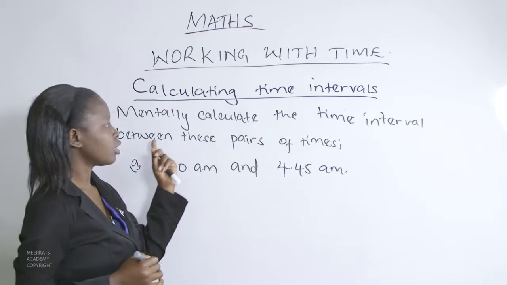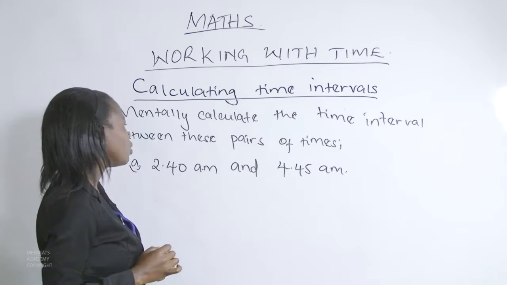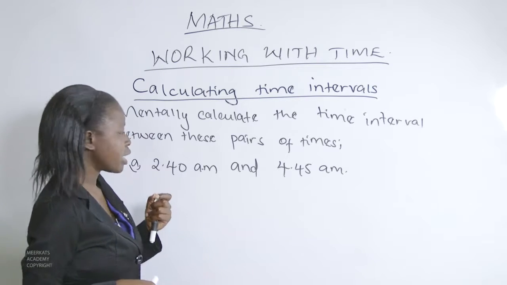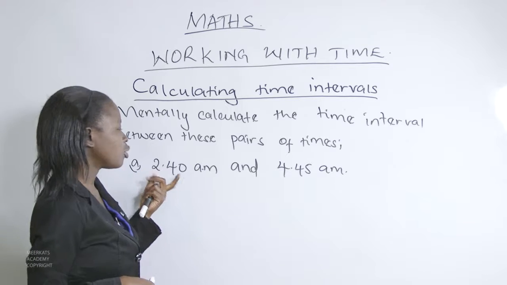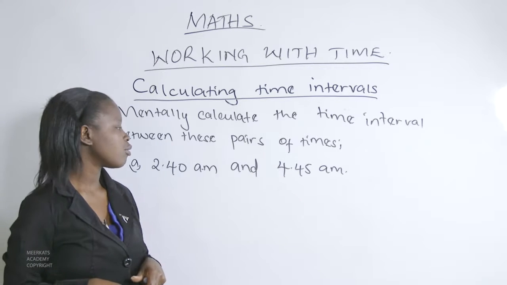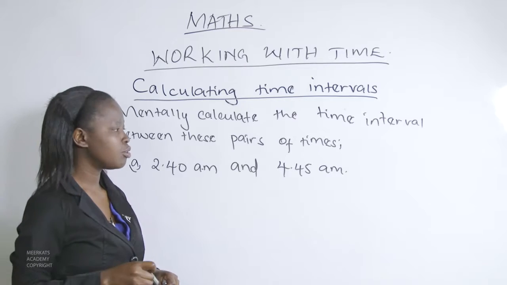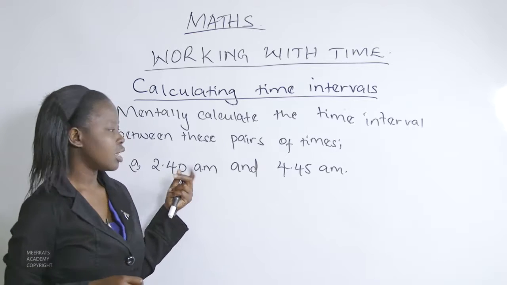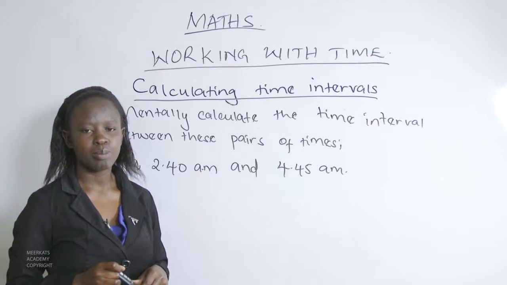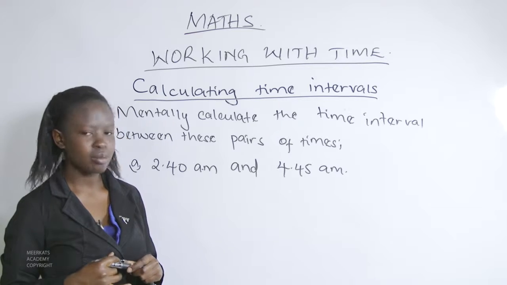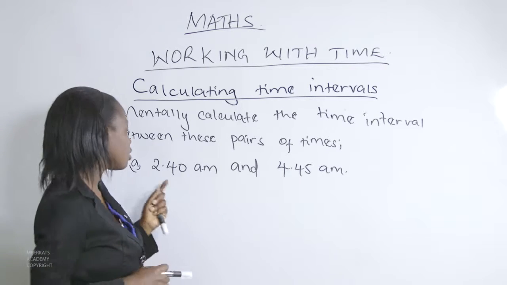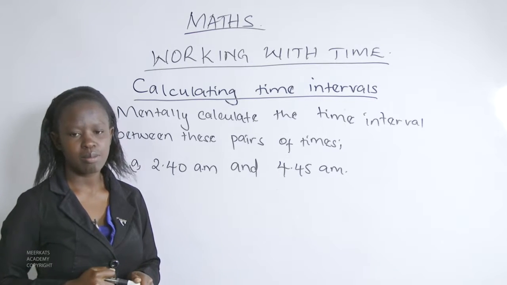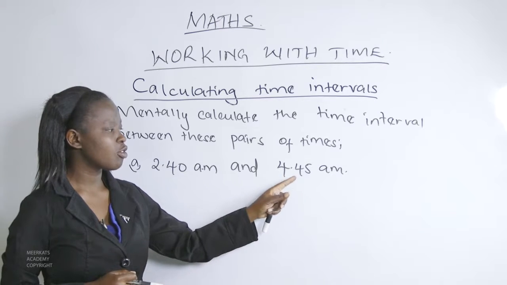The question is, we calculate mentally the interval between the pairs of times we have been given. The first pair of times we have is 2:40 a.m. and 4:45 a.m. The first thing we need to ask ourselves is, between 2:40 a.m. and 4:45 a.m., which time is ahead and which time is behind? We discover that 2:40 a.m. is behind and 4:45 a.m. is ahead.